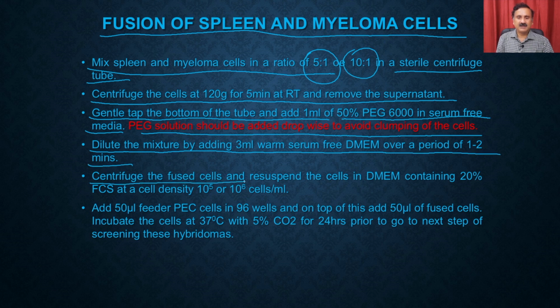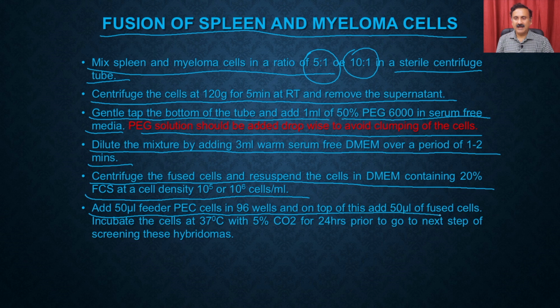Centrifuge the fused cells and resuspend the cells in DMEM containing 20% FCS at a cell density of 10 to the power 5 or 10 to the power 6 cells per ml. Then you add 50 microliter of feeder peritoneal exudate cells in a 96 well plate, and on top of this add 50 microliter of fused cells. Incubate the cells at 37 degrees Celsius with 5% CO2 for 24 hours prior to the next step, screening these hybridomas. Now, how are you going to do the screening of hybridomas?